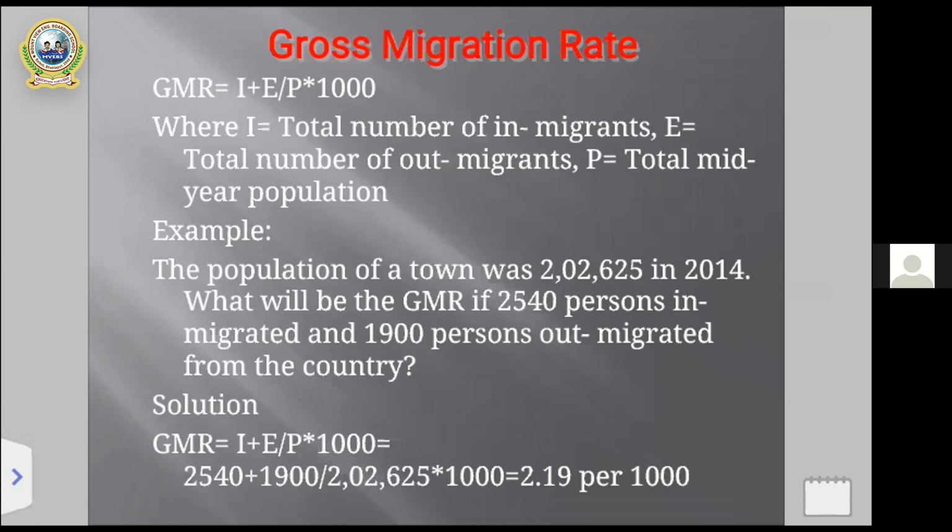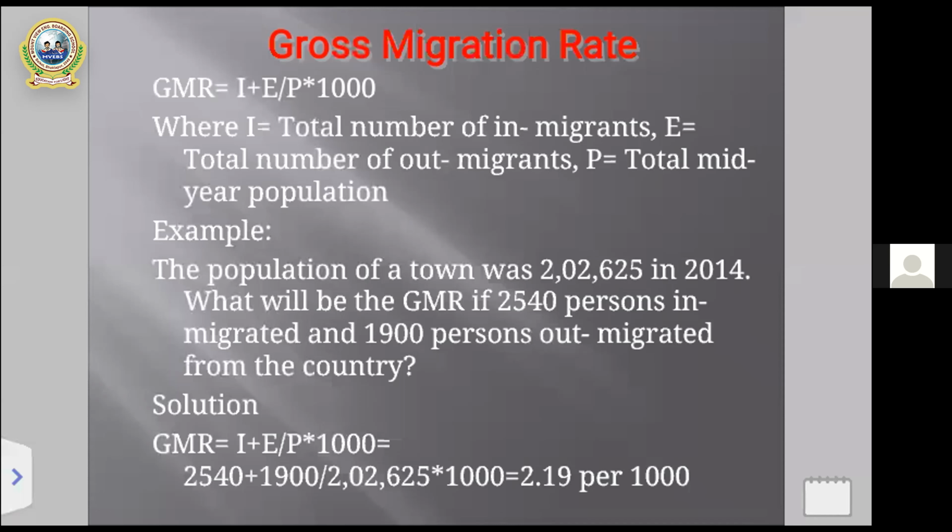And in the case of GMR also the unit is per 1,000. So in all four ways of measuring migration rate, the unit is the same, per 1,000. So we should multiply by 1,000 to calculate the different migration rates: in migration rate, out migration rate, net migration rate, and gross migration rate. Okay.